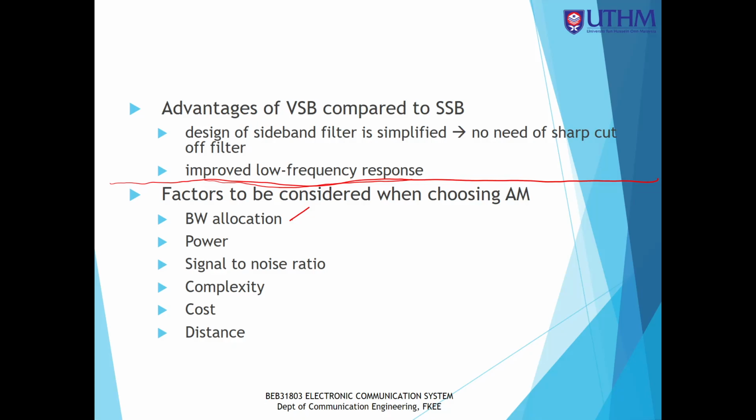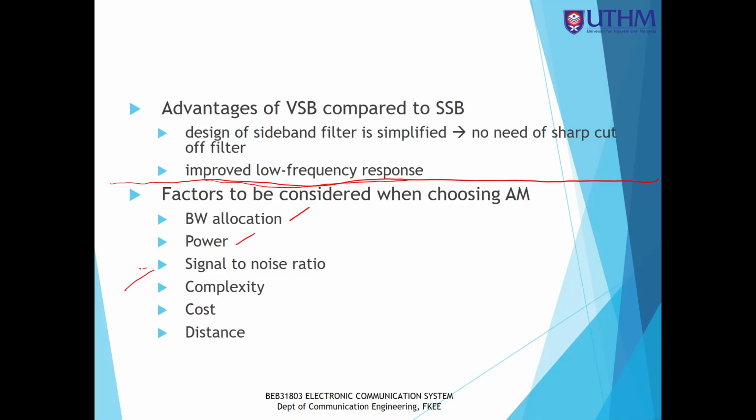Again, power. Some systems require a low amount of power; some systems it does not matter, so it depends. If the system requirement is to produce low power, that means we need to choose single sideband. Otherwise, we can choose double sideband.